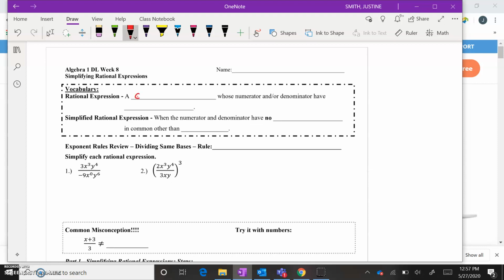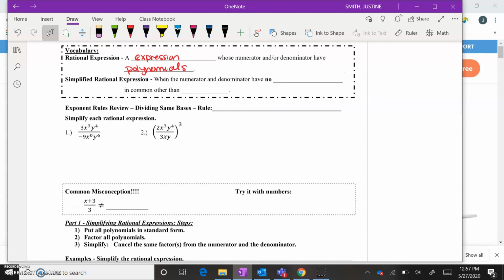So it's just an expression whose numerator and or denominator have polynomials. Okay, so an expression whose numerator and or denominator has a polynomial in it. So we want to make sure that we have simplified rational expressions. This is when the numerator and denominator have no factors in common other than 1.